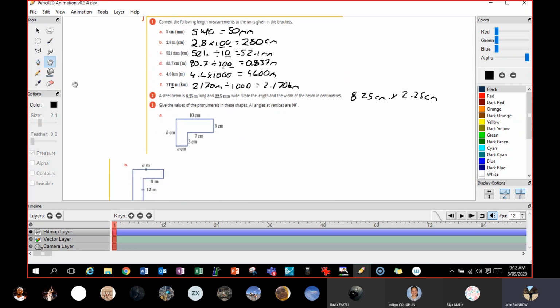Always use your common sense if it's going to get bigger or smaller. Obviously, from millimeters to centimeters, I'm expecting the number to become smaller. From meters to centimeters, I'm expecting the number to become bigger. So that looks good. Given the values of the pronumerals, all angles of these vertices are 90 degrees.